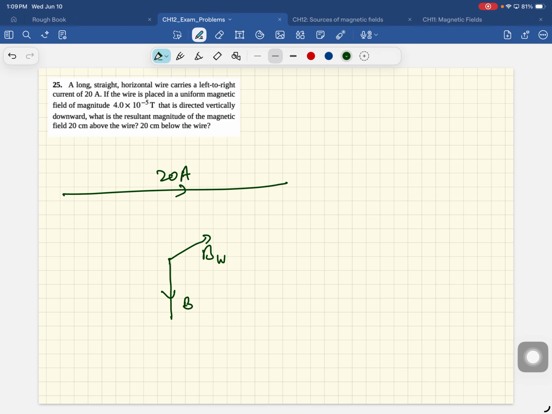11.3 degrees. So this angle is 11.3 degrees below the horizontal.